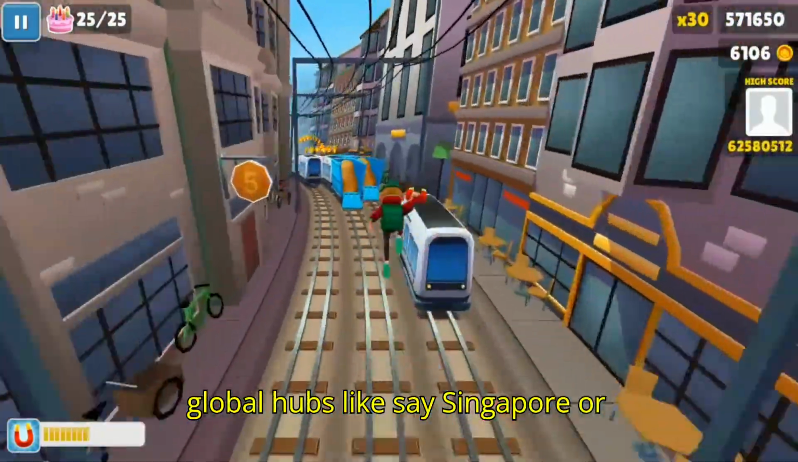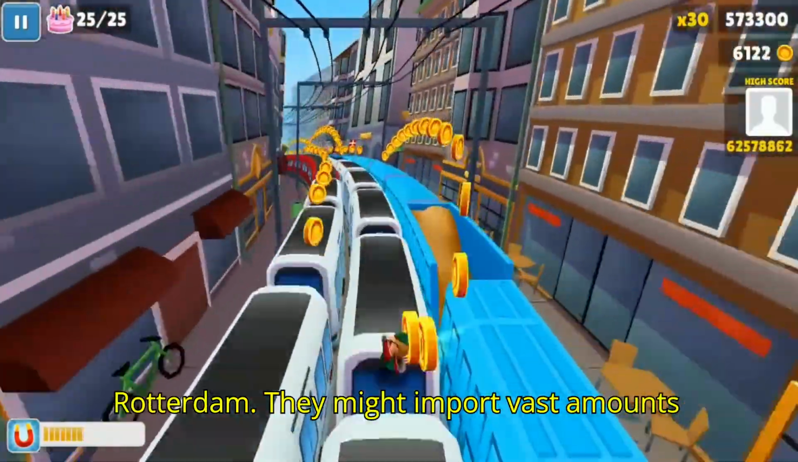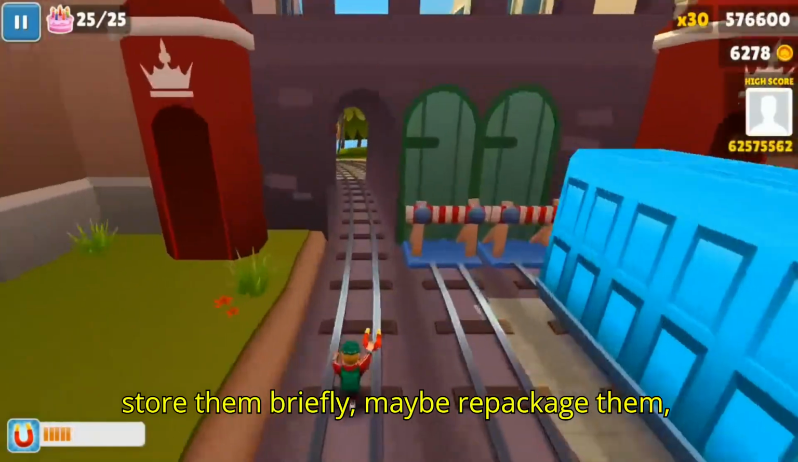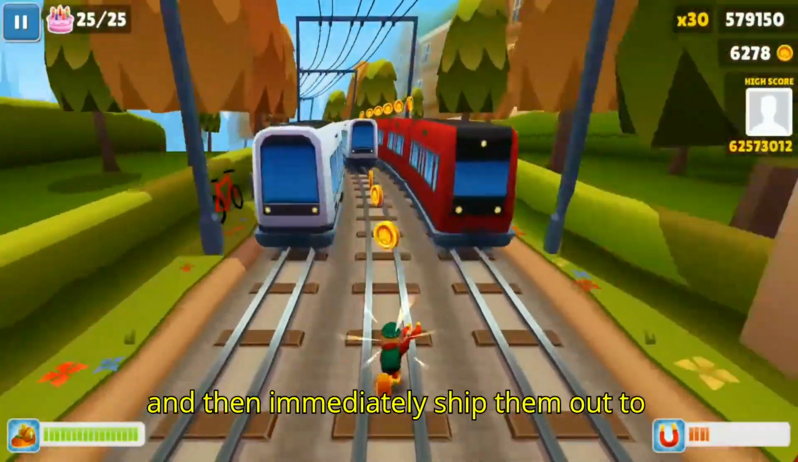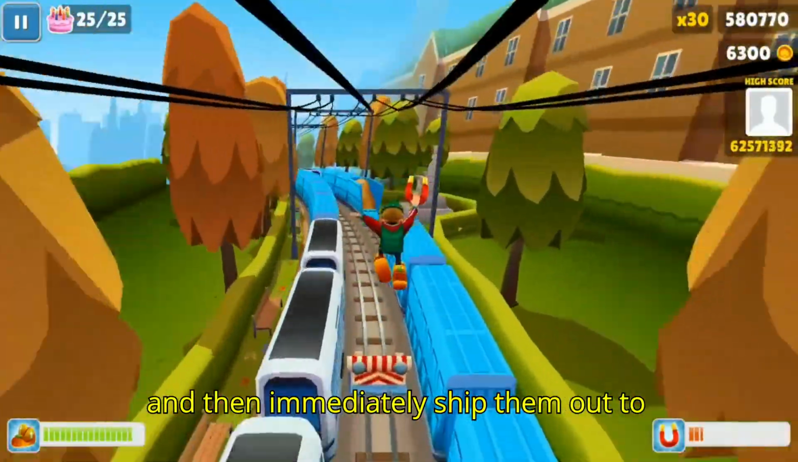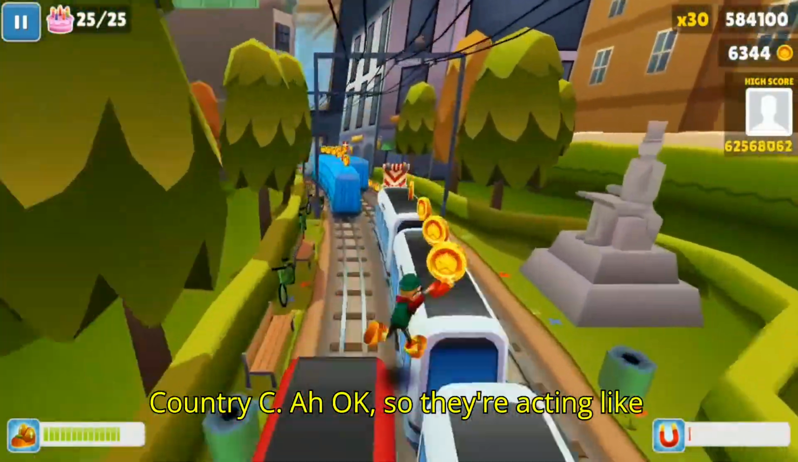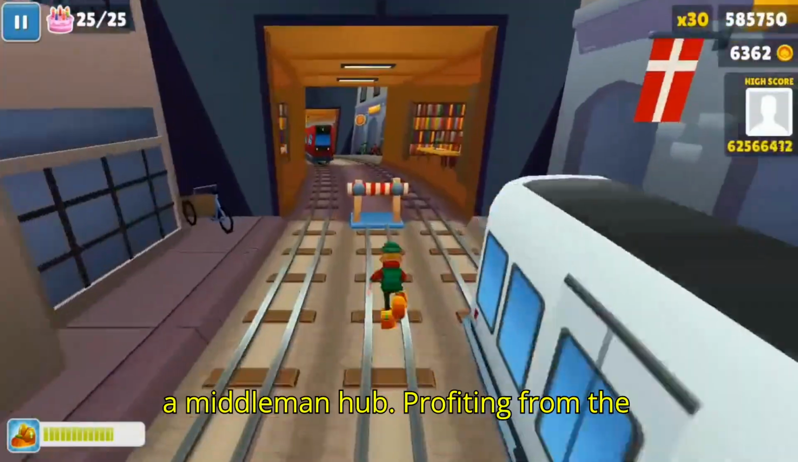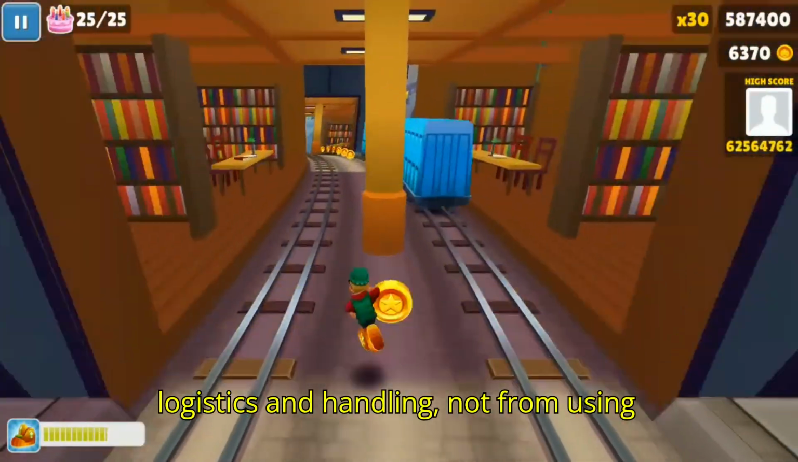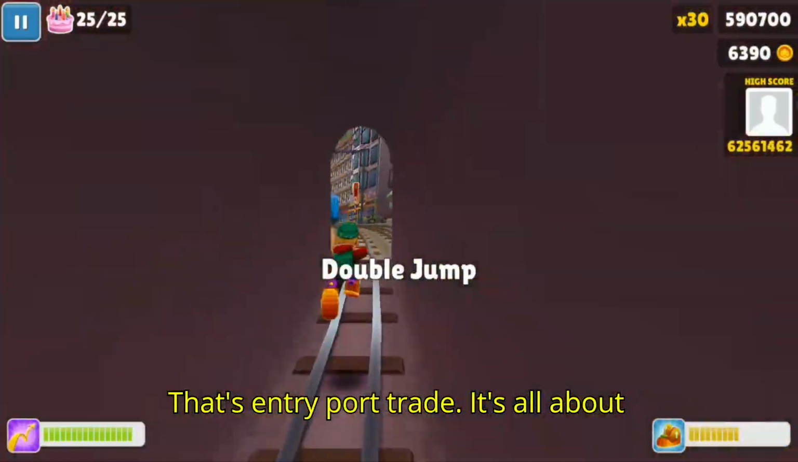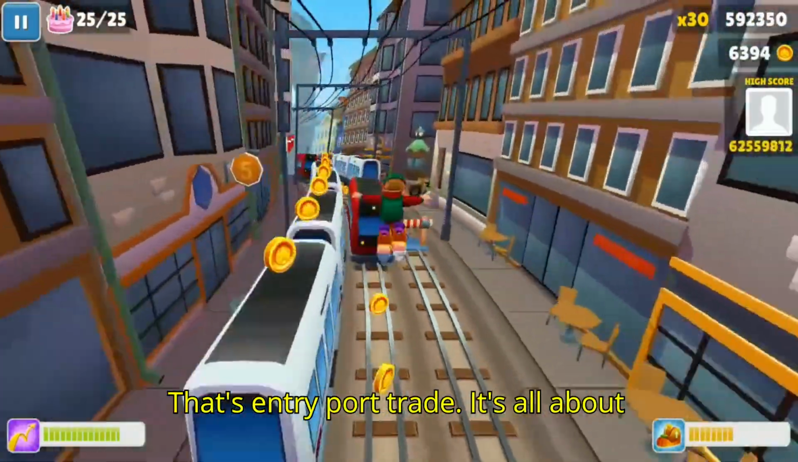Think about major global hubs like, say, Singapore or Rotterdam. They might import vast amounts of electronics from China, country A, store them briefly, maybe repackage them, and then immediately ship them out to various countries in Europe or Africa, country C. So they're acting like a middleman hub, profiting from the logistics and handling, not from using the goods themselves. Exactly that. That's entry port trade. It's all about facilitating flow between other countries.